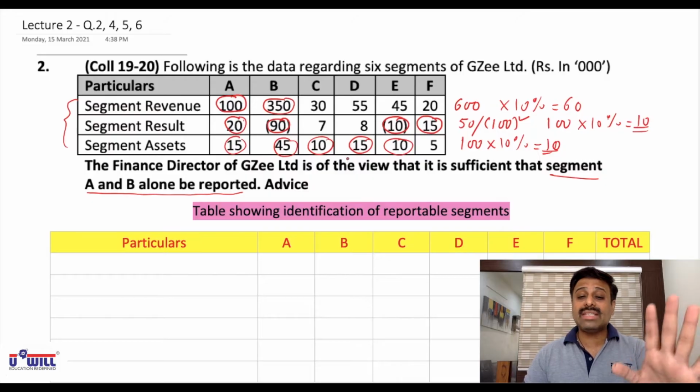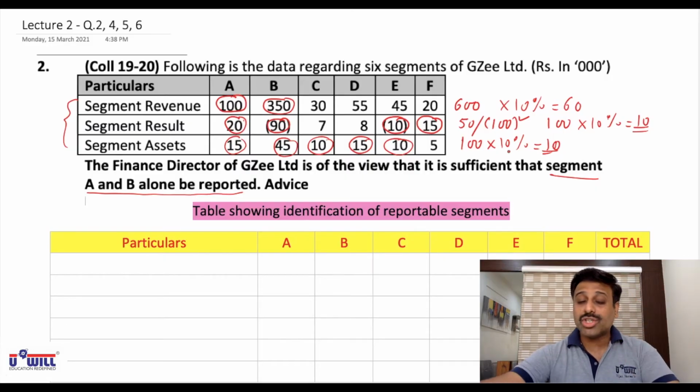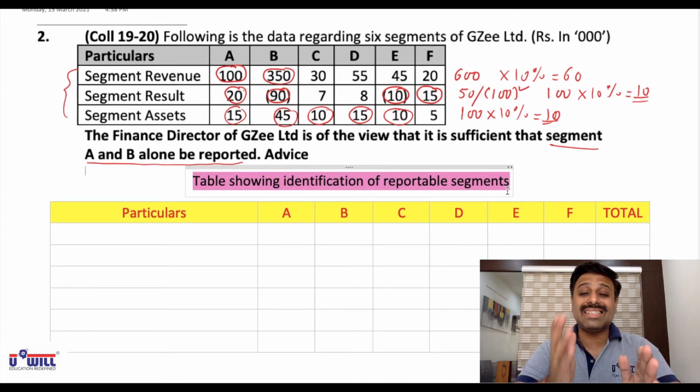So from the MCQ exam point of view, you can always do it this way. Just do the total and find out 10%. And whichever amounts are more than 10% are to be reported. However, in our questions, we will have to show the workings separately. Means each and every segment's percentage we will have to find, as per the solution done in college.